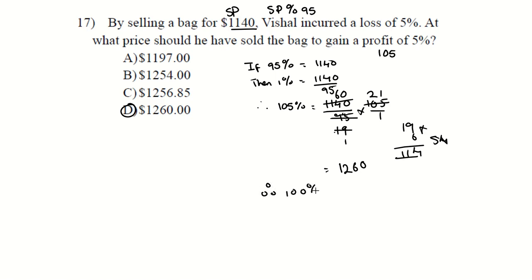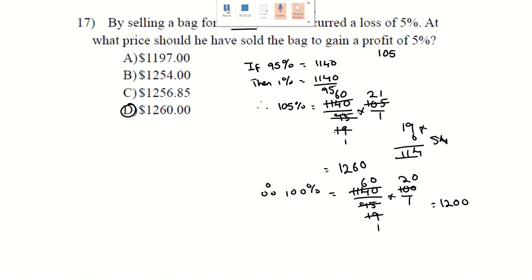Now this was a lot of working, or you could have done this. Therefore, you find for 100%. You put 1140 over 95 multiplied by 100 over 1. You would have still gotten 20 here, 19 here, and then 60 here. 60 by 20 is 1200, and then you find 5% of that, which would have been 60. Right, and that is how you would have done this question here.